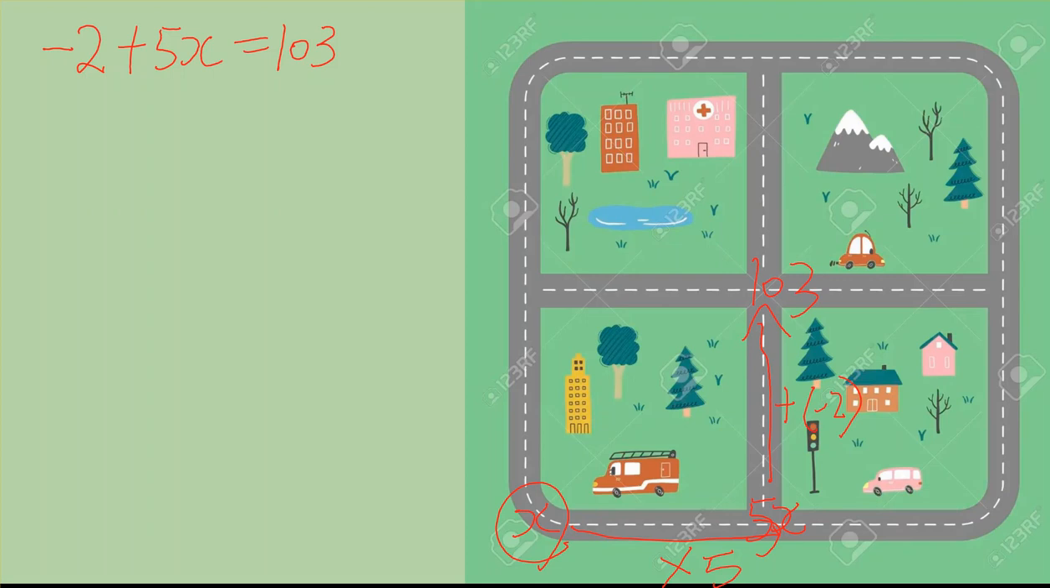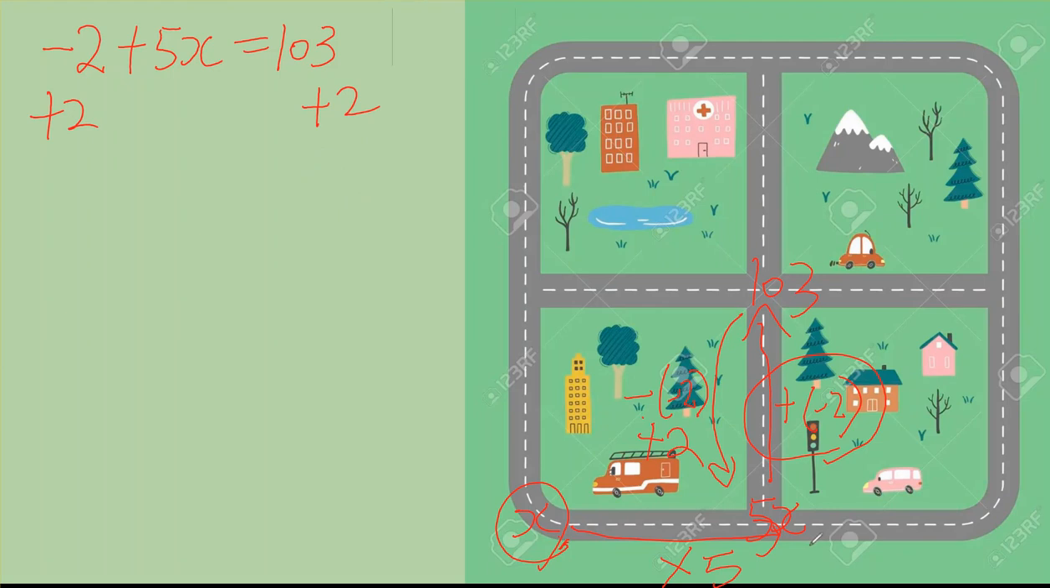So now we have to do opposite things in opposite order to return to x. The last thing that we did, as you can see, is that we added negative 2. So what do we have to do to return to 5x? We have to subtract minus 2. So we take away minus 2 from both sides, and minus 2 is the same as plus 2. So we're going to add 2 to both sides.